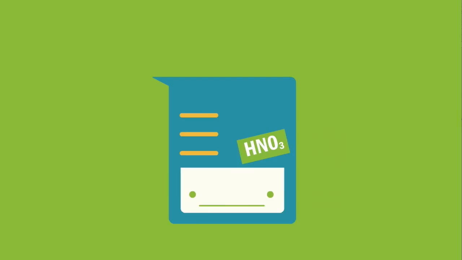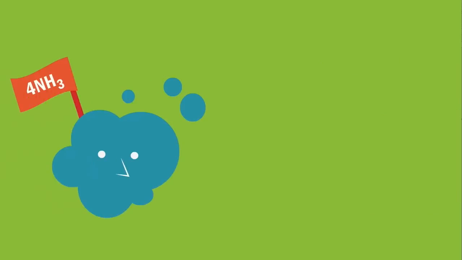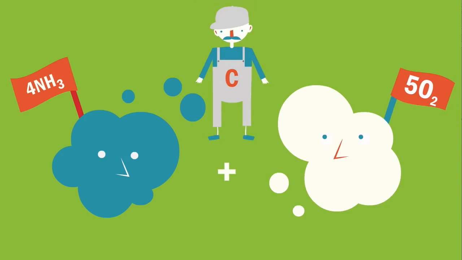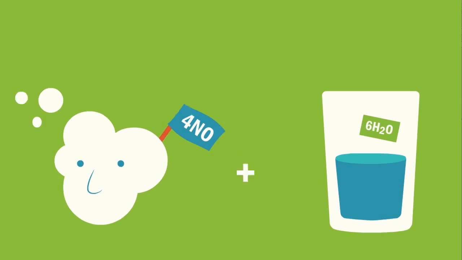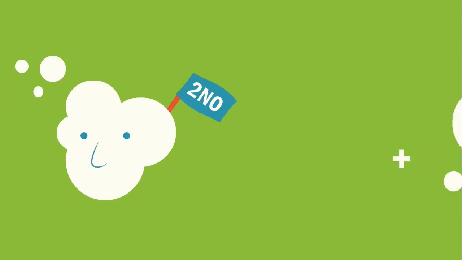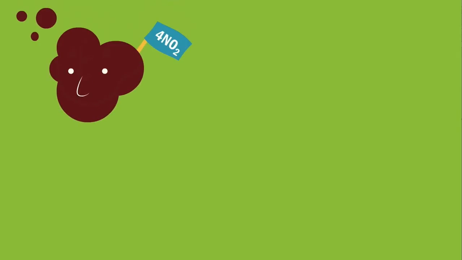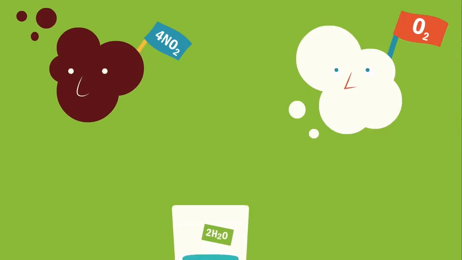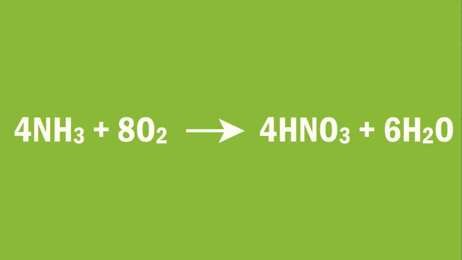Nitric acid is also manufactured from ammonia in a series of steps. First, ammonia combines with oxygen over a platinum catalyst to produce nitrogen monoxide and water. Then, nitrogen monoxide further combines with oxygen to produce nitrogen dioxide, which is a brown gas. Lastly, nitrogen dioxide and oxygen dissolve in water to form nitric acid. By combining these equations, we get this overall reaction to produce nitric acid from ammonia.